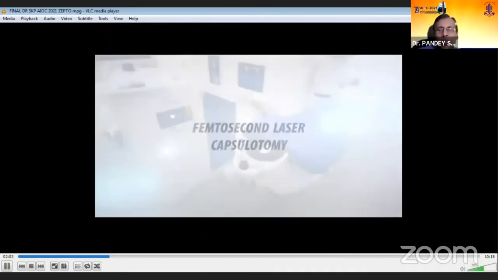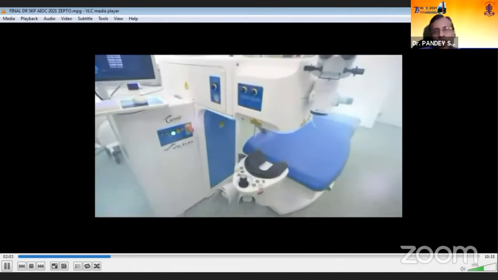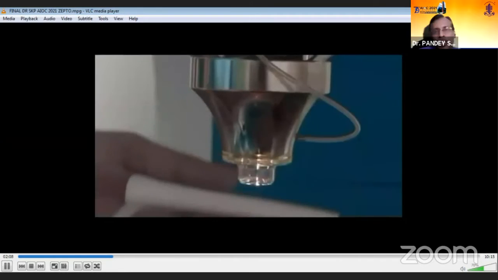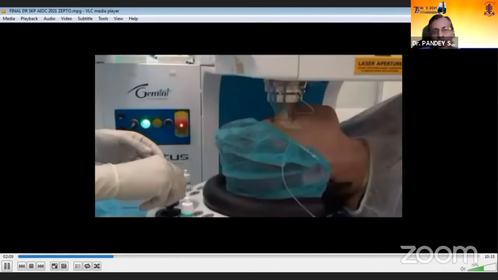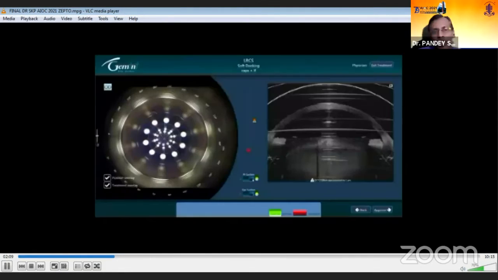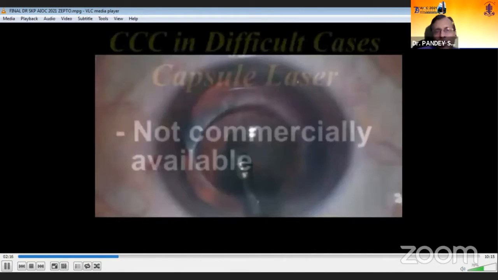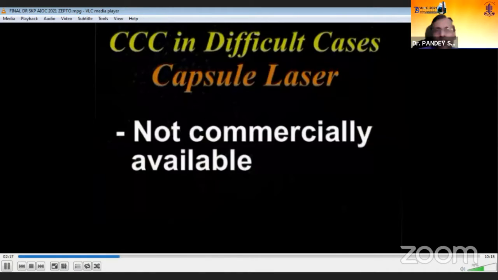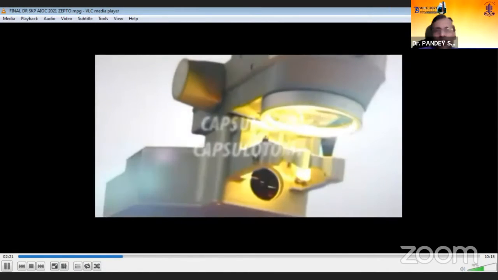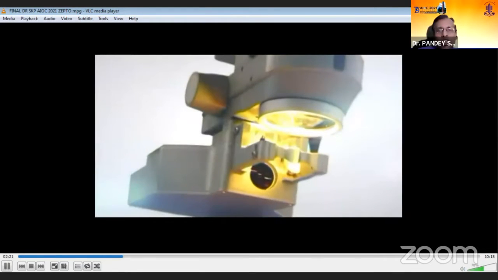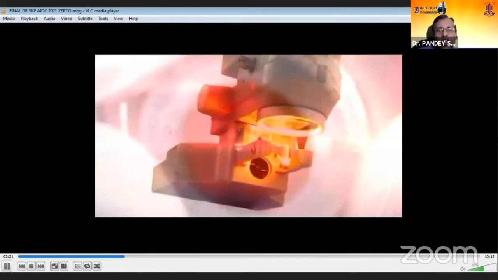The femtosecond laser is one of the most exciting developments in the field of ophthalmology during the last 5 years. Dr. Ramamurthy will be sharing his experience on managing difficult cases using femtosecond laser. The other experimental devices include laser capsulotomy, which is at the experimental stage right now.